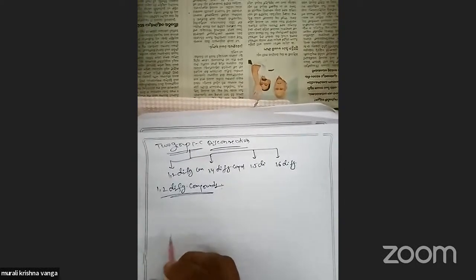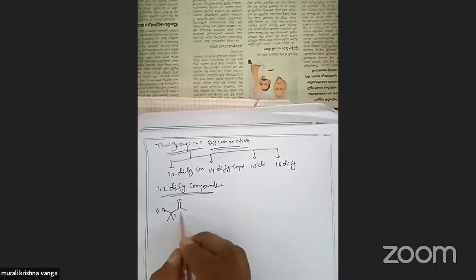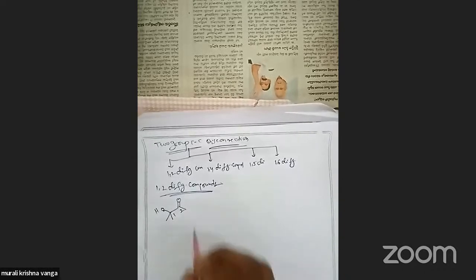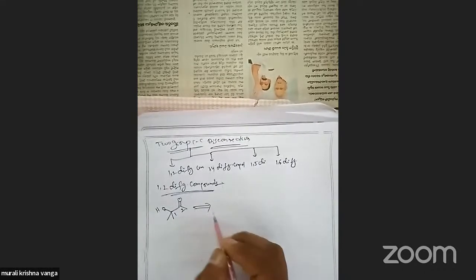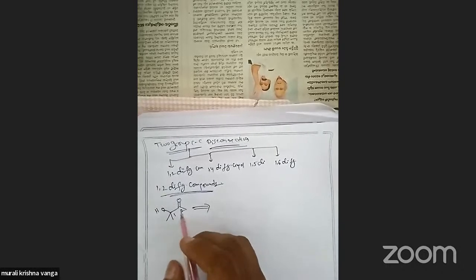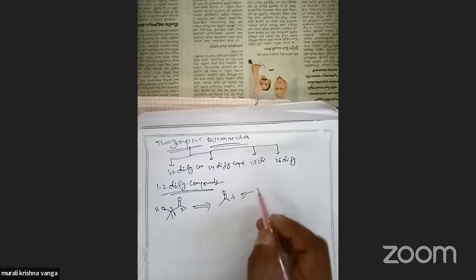So here I am giving one example. Here the functional groups are 1,2 to each other. When this compound undergoes retrosynthetic analysis, the bond is breaking like this. Carbonyl compound and alkyne are the products.